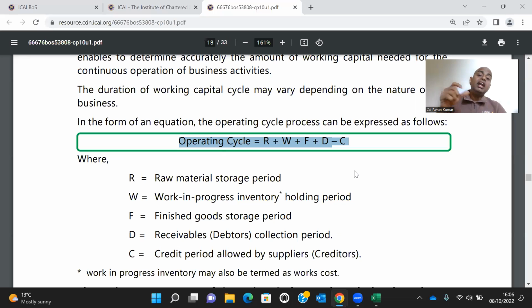Then C is credit period allowed by suppliers. This is called creditors payment period, CPP. This is the credit period availed by you when you are buying goods from your supplier. To your customer, you are giving a debtors collection period of 30 days. From your supplier, you are getting some time. That is called supplier credit period. Basically, both of them are credit periods only. Credit period given by you to a debtor is called debtor collection period. Credit period given by your supplier to you is called credit period by supplier, represented by C, creditors payment period. Simple.